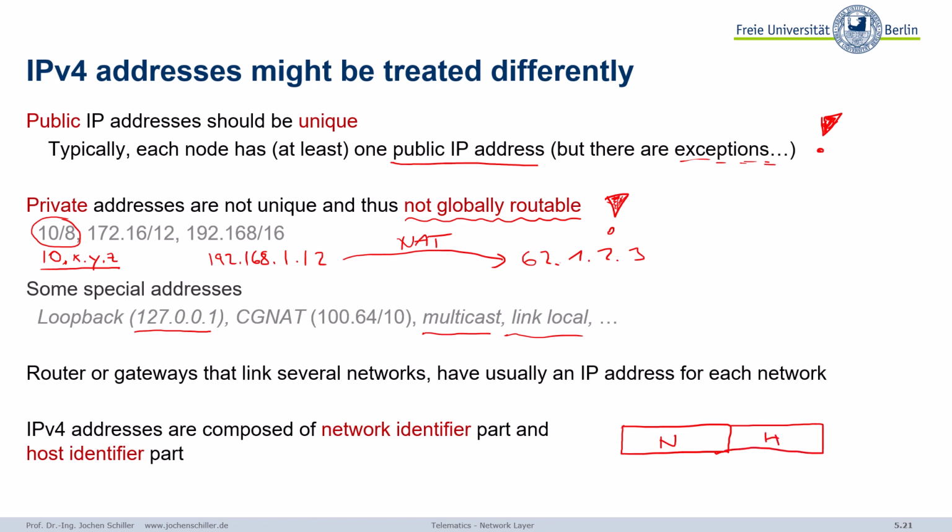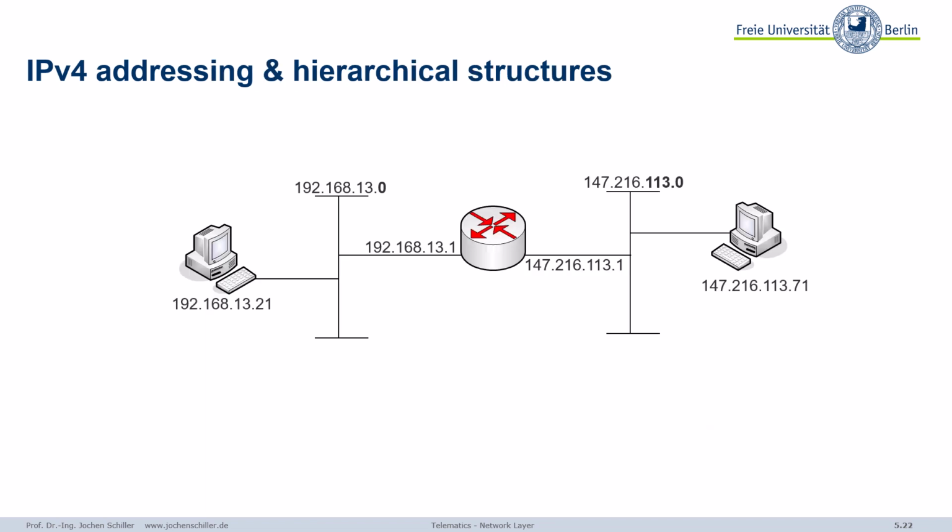Okay, so how does it now work? Simple example with a small network with a router in between and one network. That's the network called 192.168.13.0. So that's the address of the network, not of a special computer. And then on the right hand side we have 147.216.113.0. So we have two networks, and now we have computers in the network.